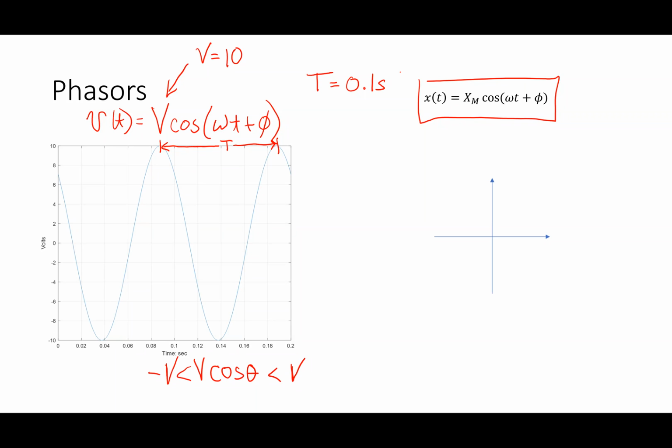2 pi over the period. Yeah, that's exactly right. F is 1 over T, which is 10 hertz. And omega is 2 pi f, or 2 pi over T, like you just said, which works out to be 2 pi times 10. So whatever that is, 20 pi, whatever number that works out to be.